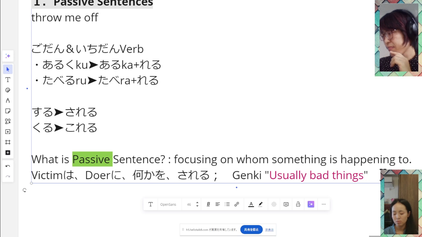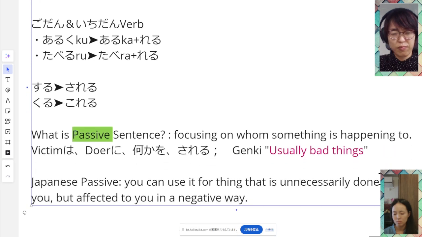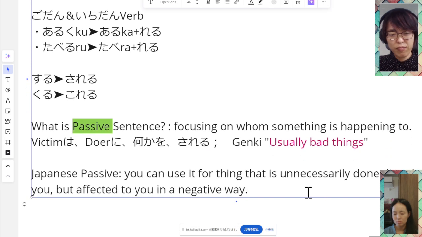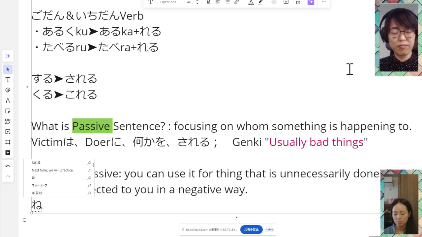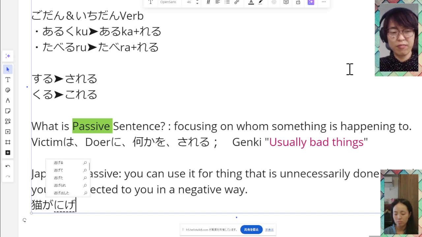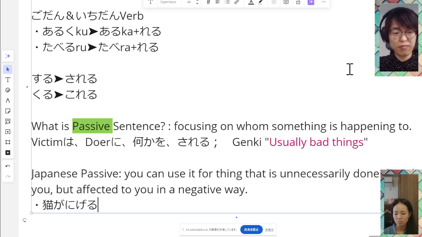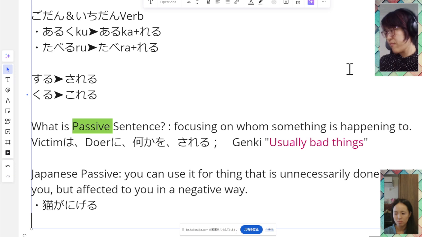The difference with Japanese is that, unlike in English, you can use the passive form to suggest that things that aren't necessarily done directly to you affect you in some negative way. So, for example, if your cat were to run away, you could say with the passive form essentially that my cat ran away on me. You wouldn't use the passive form for that in English, but in Japanese that's the way you would express that. So let's jump into some examples.